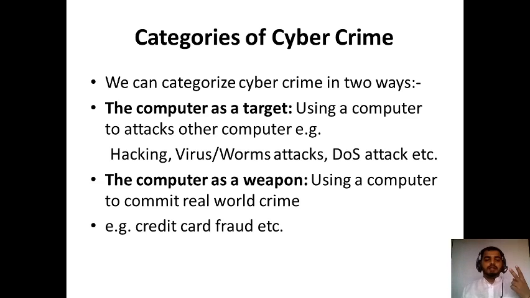Now the second one, the computer as a weapon. I access your email address, and from your email address I address different people, pretending to be you. For instance, A and B are there. A acts as B and interacts with everyone, considering himself as B, but he is actually A. He is acting as B and interacting with everyone. That particular thing is called the computer as a weapon.